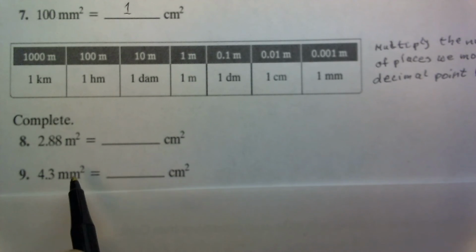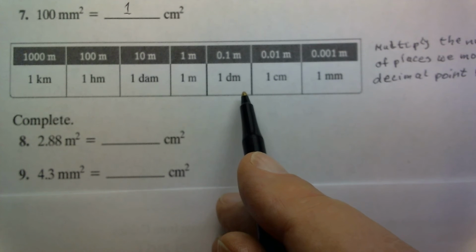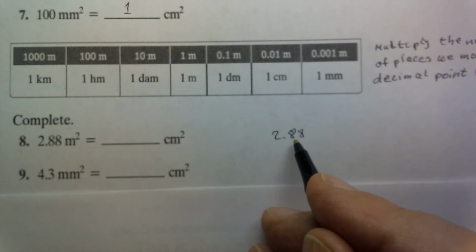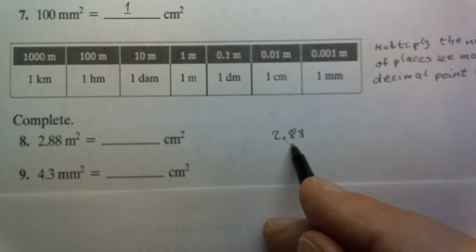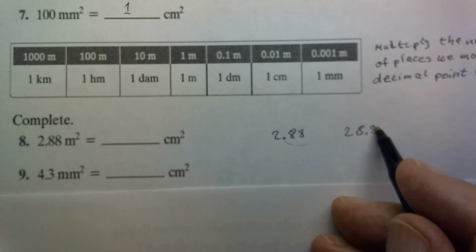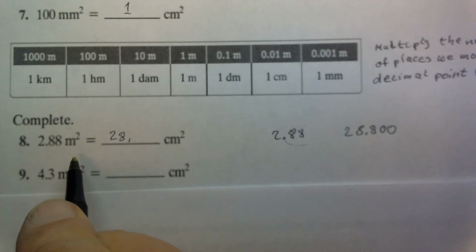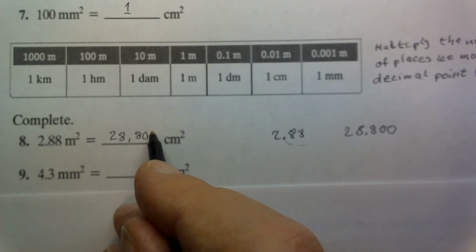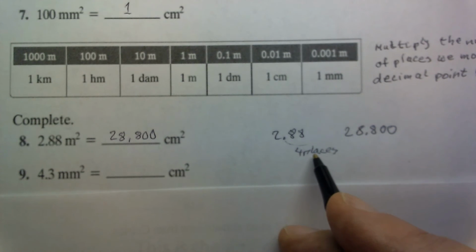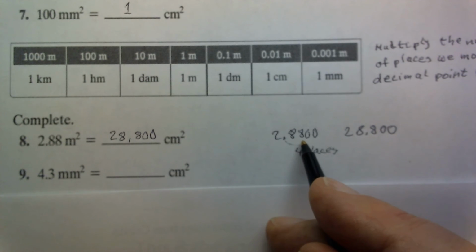So for number 8, we're going from meters to centimeters. So from meters to centimeters, we are moving the decimal 2 places, and 2 times 2 is 4. So 2.88, moving the decimal 4 places would give us 28,800 square centimeters. So imagine our zeros here. Move it 4 places. 1, 2, 3, 4.